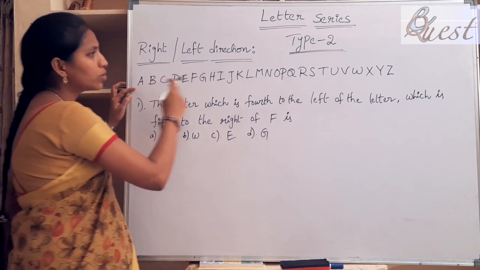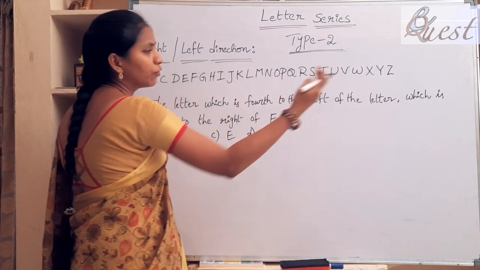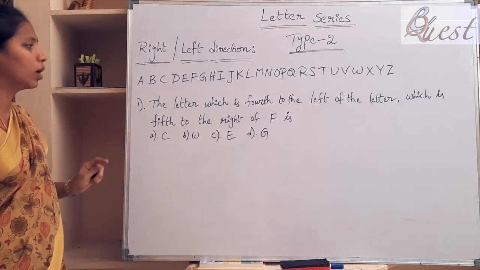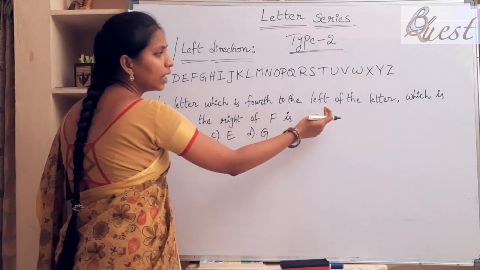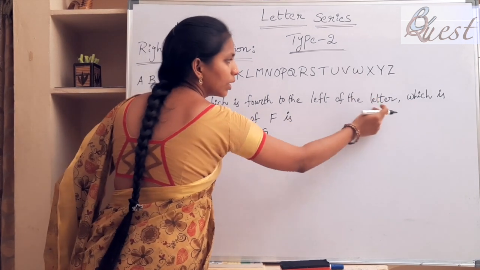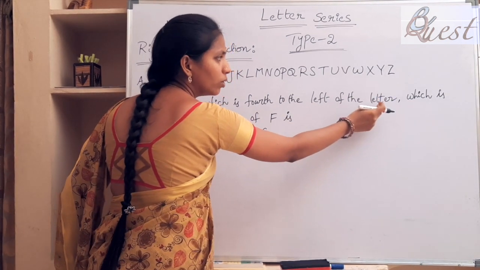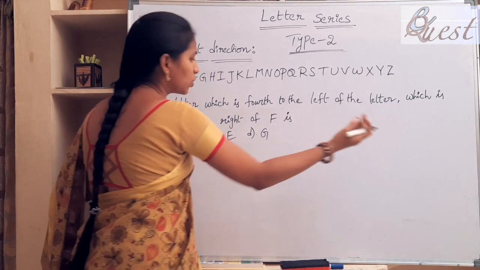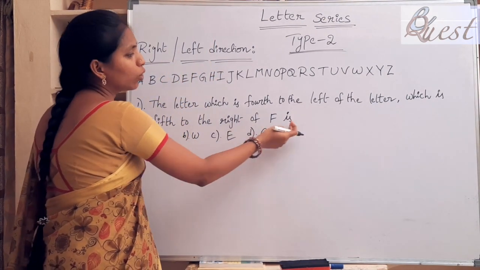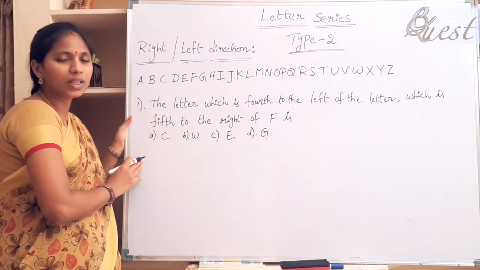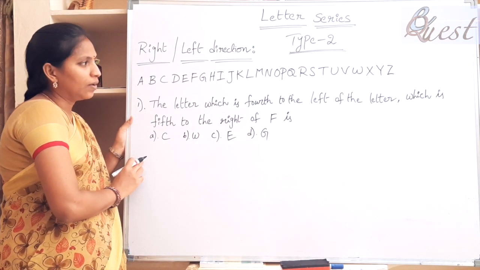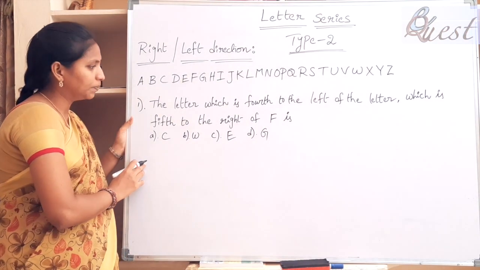See, from A to Z, I wrote from left to right. This is the normal order. The question is the letter which is fourth to the left of the letter. We don't know what this letter is. Next, which is fifth to the right of F is. To solve this type of question, there are two methods. First, let me explain the first method.